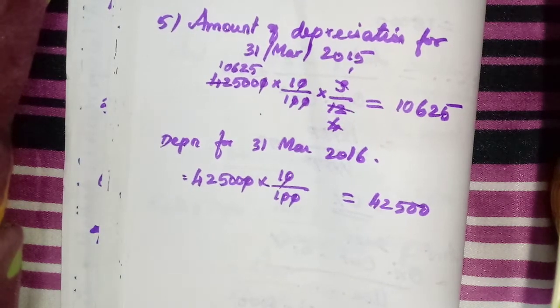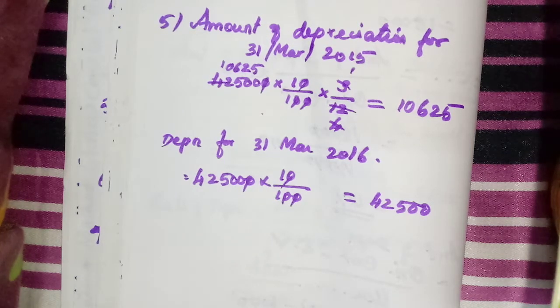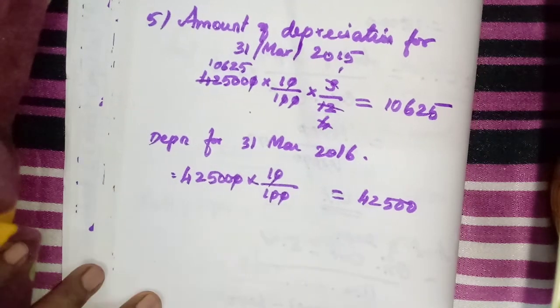To calculate the original cost, what we have to do? We have to add the purchase price and the installation charges, freight charges, erection charges, or loading and unloading charges, whatever is related to that particular asset, until it is made ready to use.